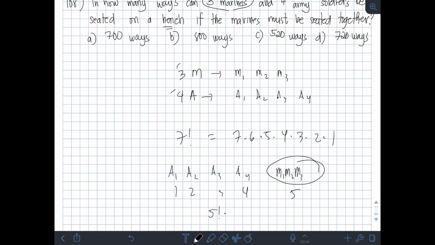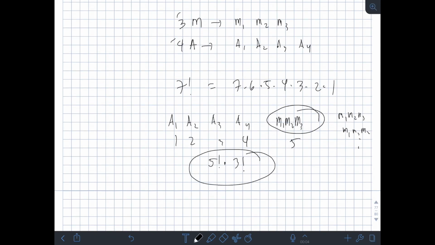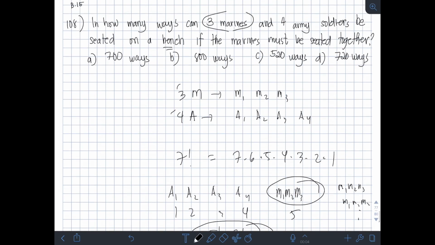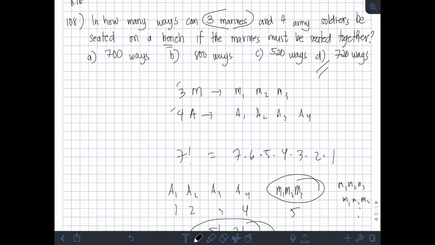Kasi itong tatlong Marine, pwede pa silang magbago-bago in order, right? Pwedeng M1, M2, M3, M1, M3, M2, and so on, right? Pwede rin nyo makompute as kung ilan sila, tatlo, right? So, 3 factorial. So, i-multiply pa natin tong 5 factorial sa 3 factorial. So, pwede na itong i-input sa calcu or equal to saan? 5, 4, 3, 2, 1 times 3, 2, 1, right? So, ang masasolve nating value dito is what? 720 ways. So, therefore, the answer is letter D.